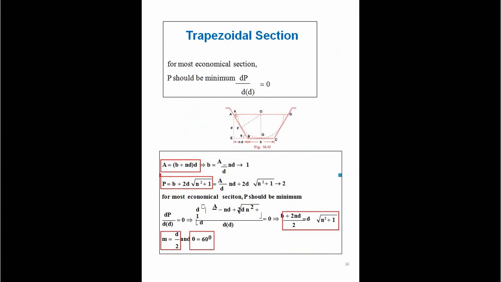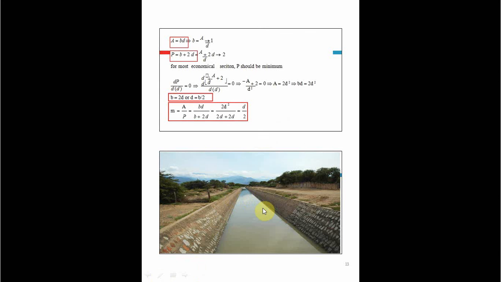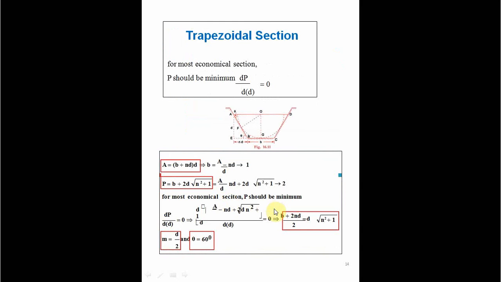Okay, so this is the trapezoidal channel. Normally we'll be using this for irrigation purposes. For the most economical section of the trapezoidal channel, P should be minimum. Therefore, dou P upon dou D equal to 0. So A equal to B plus N into D, into D, that is B equal to A upon D minus N into D, equation number 1.